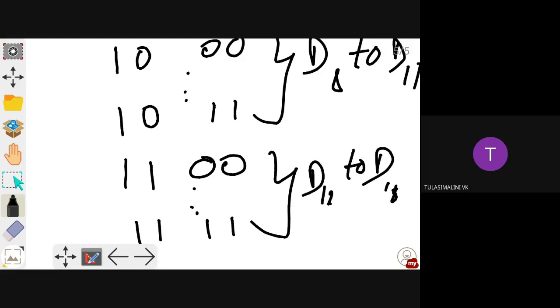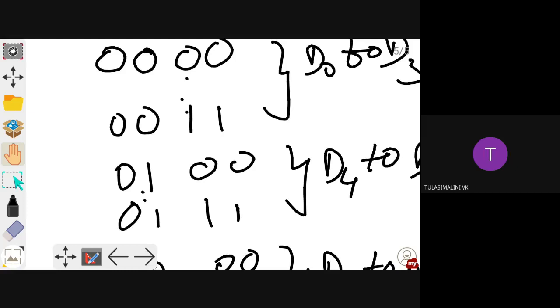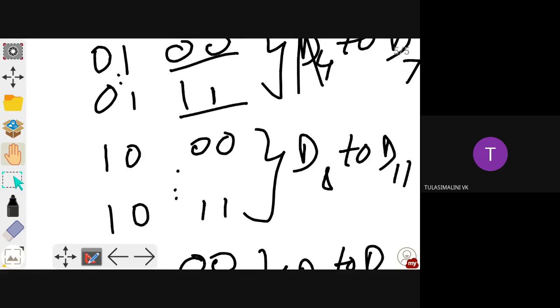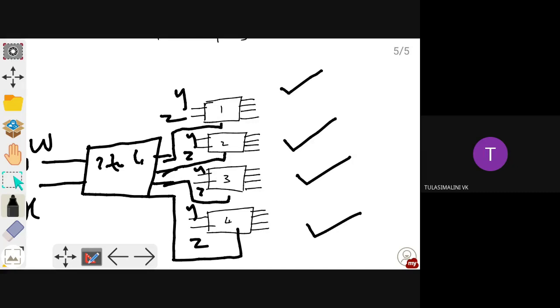So is it clear? So all of these, 00, 01, 10, 11, are WX, and these are YZ. So you get the output as D0 to D15. Is it clear? Is this diagram clear?